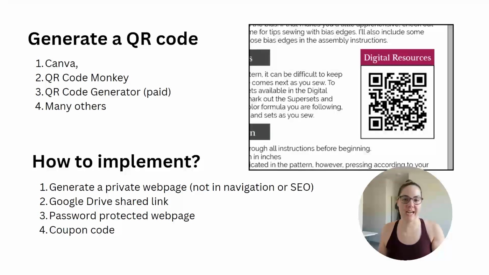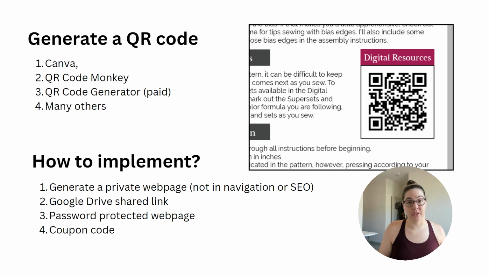But these are all going to be static QR codes. So if for whatever reason, you change websites, you change domain names, anything like that, you're going to have to set up a redirect for it so that this URL is still going to point towards those resources, or you have to update your paper pattern, one or the other.